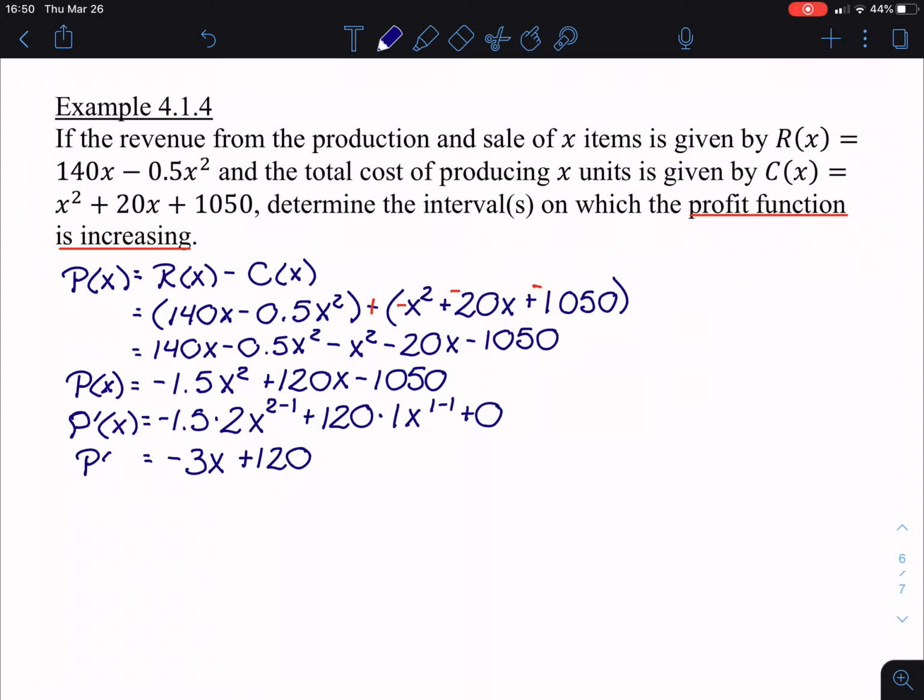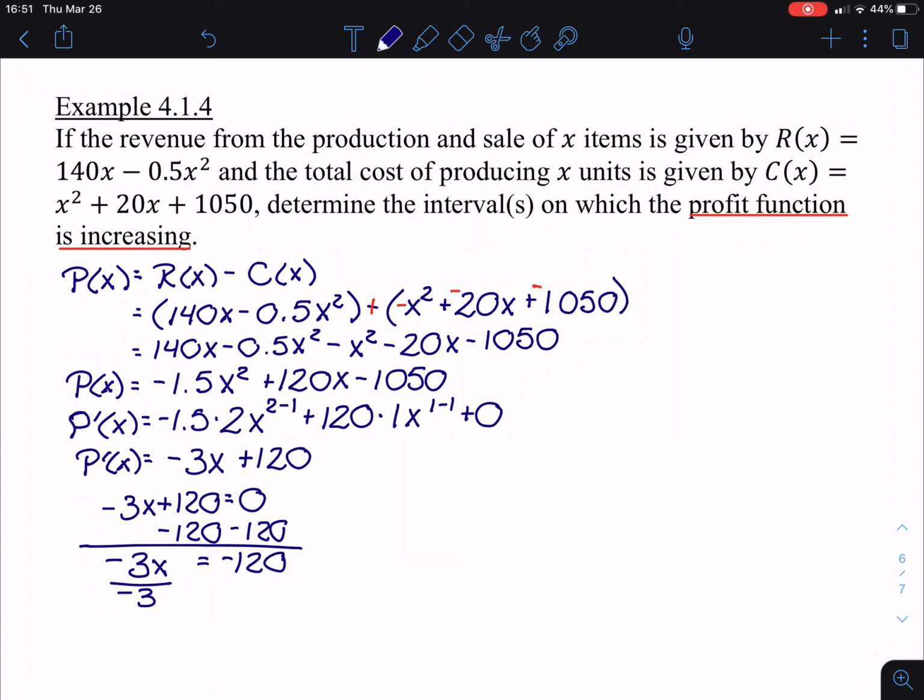So there's my derivative. Now I can look for my critical values. I'm going to set negative 3x plus 120 equal to 0, and then solve for x. So negative 3x is equal to negative 120. Divide both sides by negative 3, and x equals 40 is my critical value.